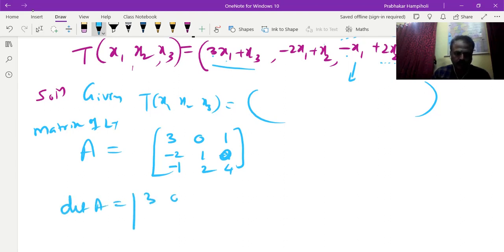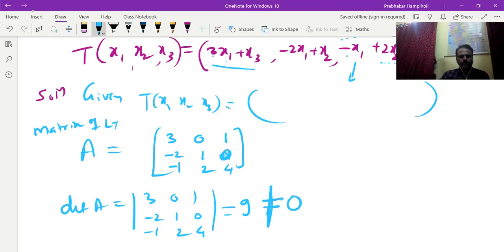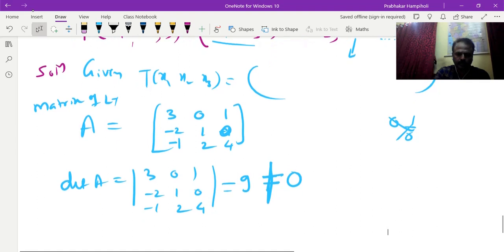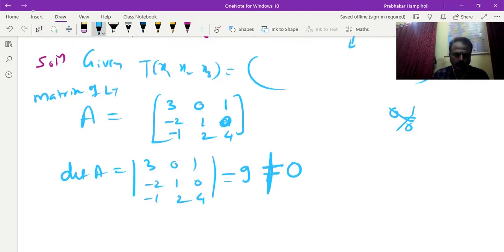The determinant of A, with rows 3 0 1, minus 2 1 0, minus 1 2 4, is an elementary value of determinant that you know how to find. It comes as 9. This is not equal to 0 is important. Purposely I wrote it thick here. Just like in number theory, for 0 there is no inverse. In matrix theory, a matrix with determinant 0 has no inverse. So there is always a point where something doesn't happen. So this is non-singular.